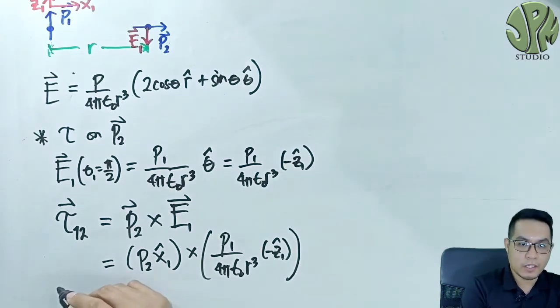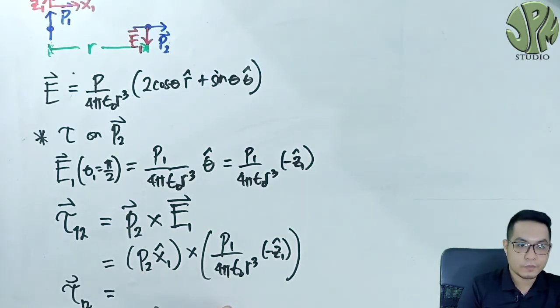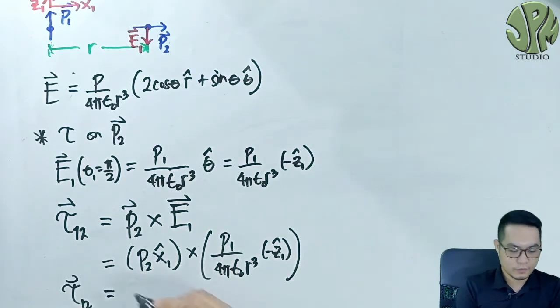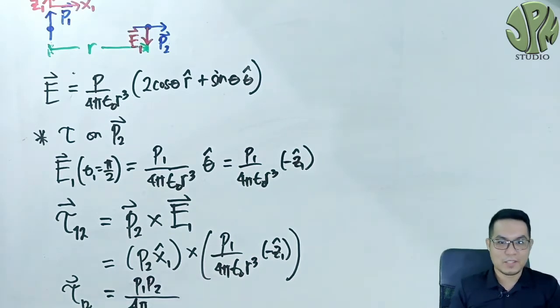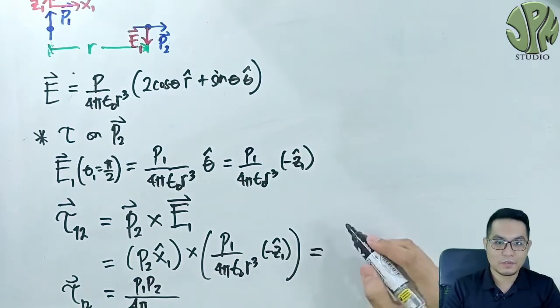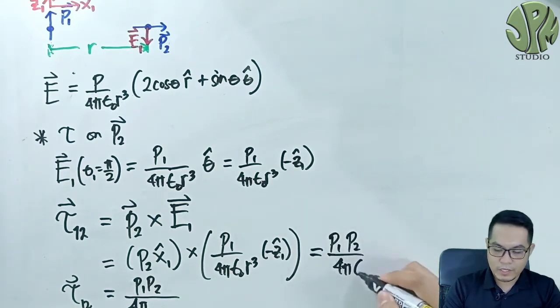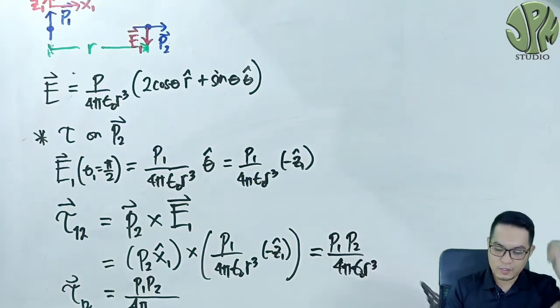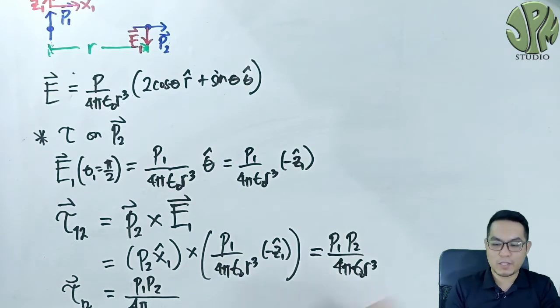So the torque now will be, oh, can you see it? P1 P2 over 4 pi epsilon naught r cubed, all of the constants, and then x1 hat cross negative z1 hat will give you positive y hat.